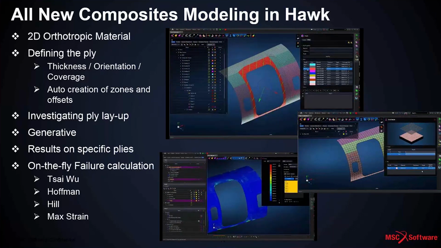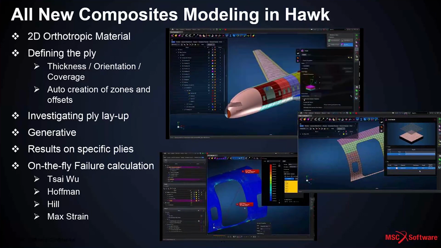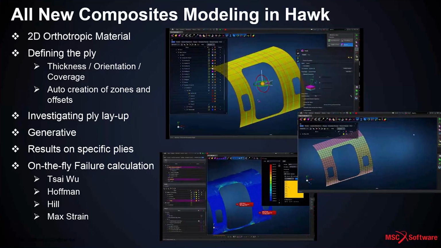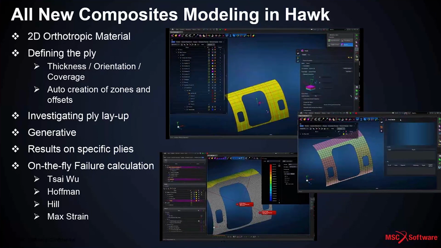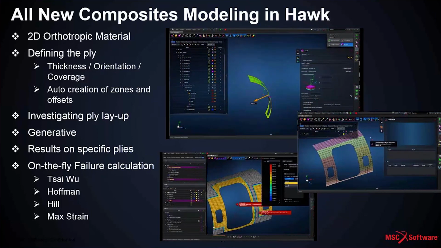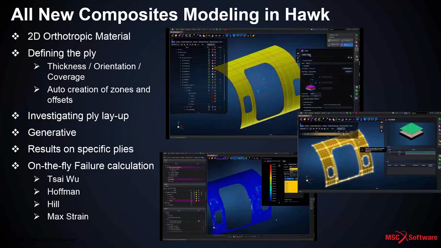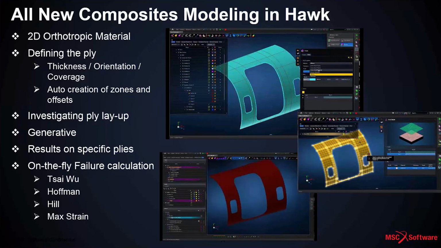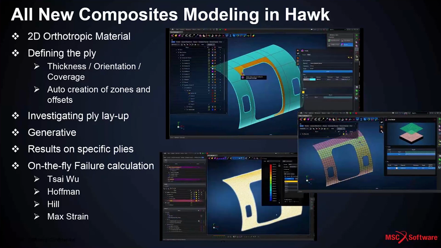I'm in a lot of devices, whether it's cars or planes, that are made out of composites. I like it when the finite element model matches the physical structure because I feel good about the results then. And we're going to see that Apex efficiently and intuitively manages this data, such as the zones and the offsets, for you automatically.